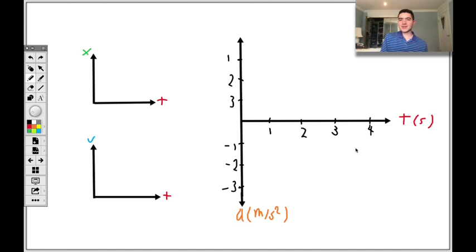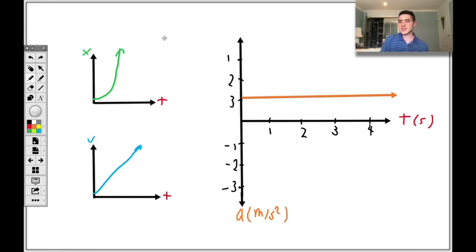Finally, the acceleration time graph. Any positive acceleration indicates an increasing velocity. At constant acceleration, the velocity time graph will have a constant positive slope, while the position time graph will have a curve like this, as we discussed in the previous slide.